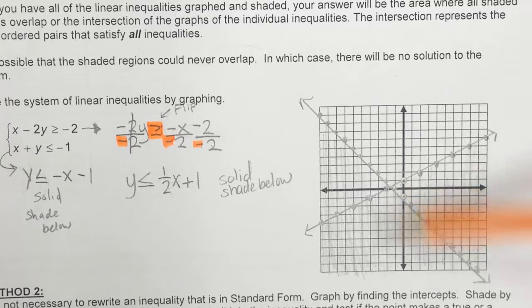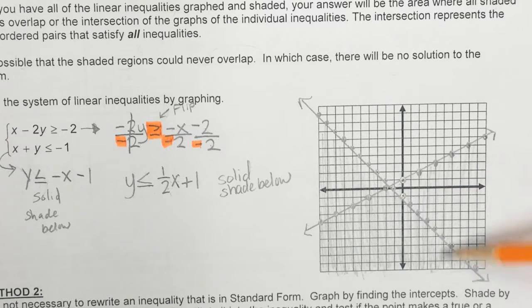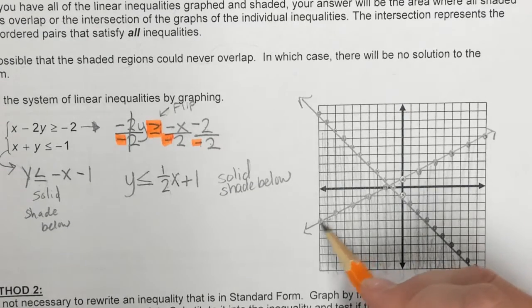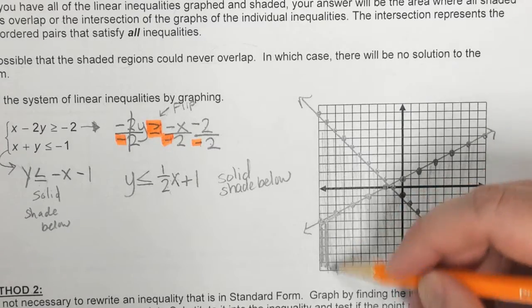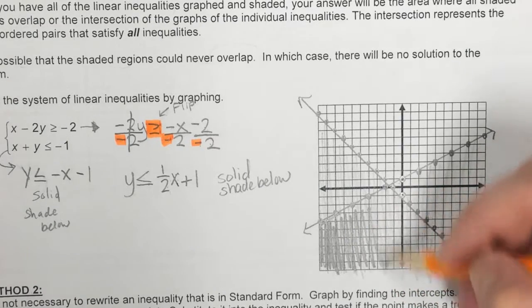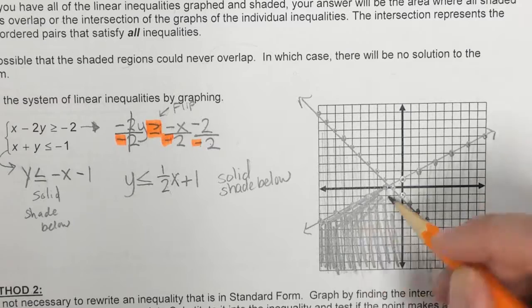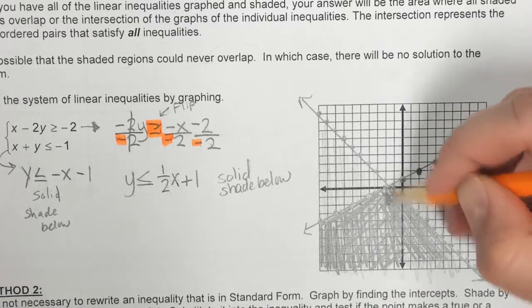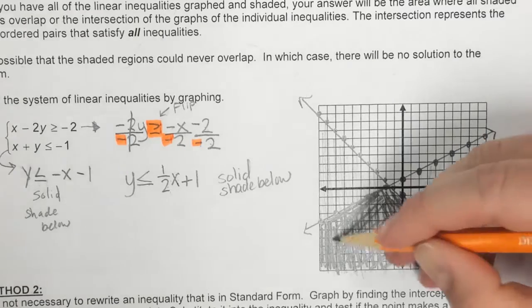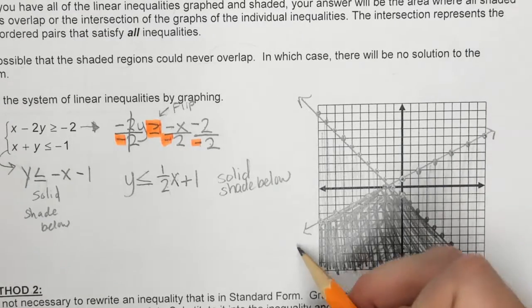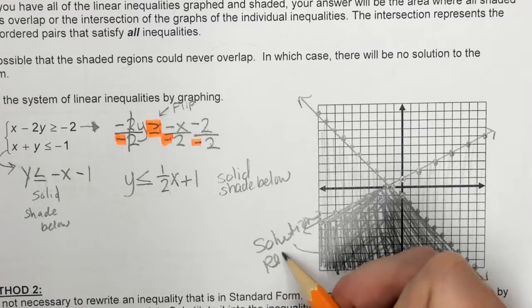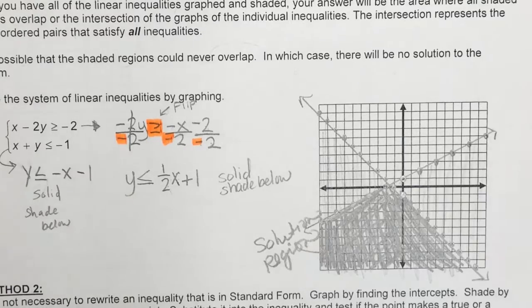And you're going to notice when you start to shade that there is a chunk of your grid that's being shaded twice, right? When you see that, you have to go over with your pencil and you have to really carve that out. Really make it dark. Really make it obvious that this chunk is where your solutions are. They're all over here. This is called your solution region, or your feasible region. I think it's okay to call it solution region.